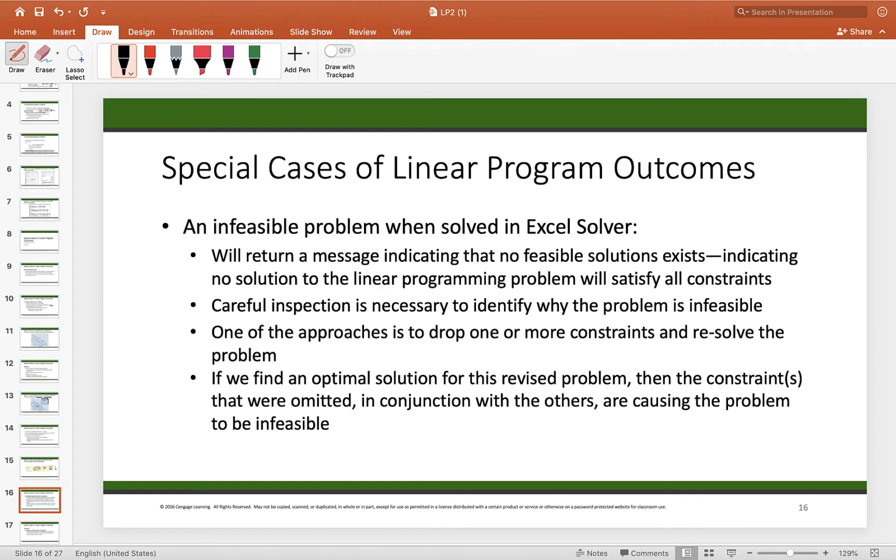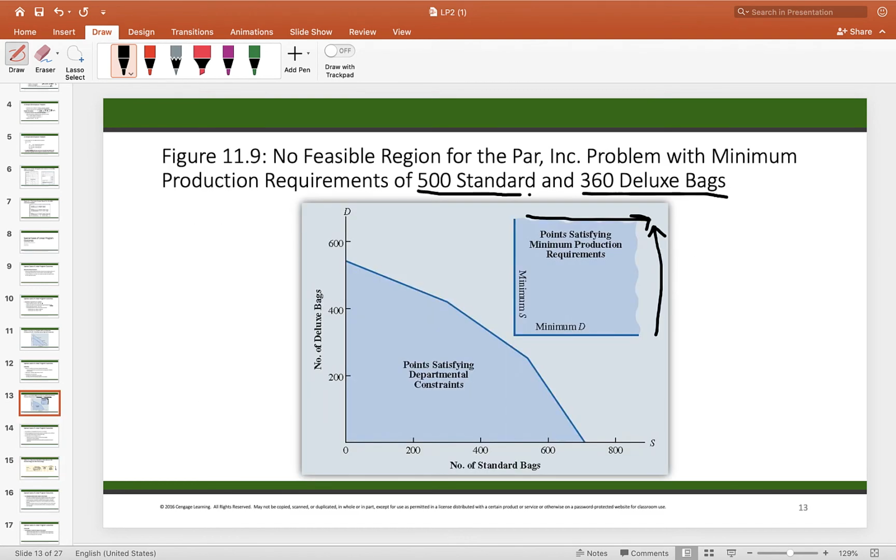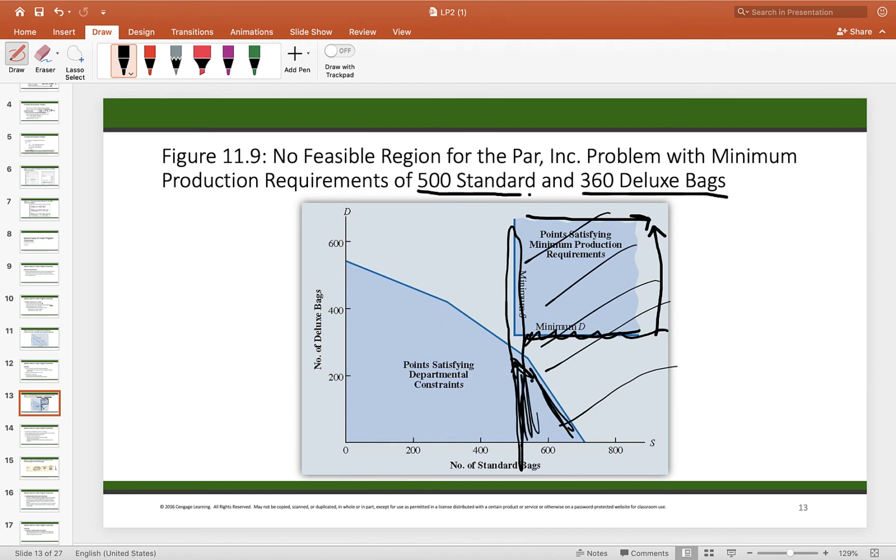So I'd like to just go back for a second to here. If I take out the constraint on the minimum deluxe bags, so this constraint along here, then everything's going to work, because the standard bags, I want to have at least 500 of them, and that's going to be this line here. I want to be in this region here. And now I do have an overlap in the regions. So I do have a feasible region.